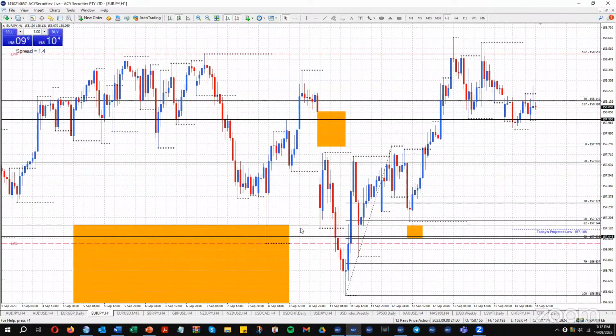All right, Euro Yen. Now, I was discussing this area on Tuesday, which we didn't quite get down to. So support came in ahead of day support.